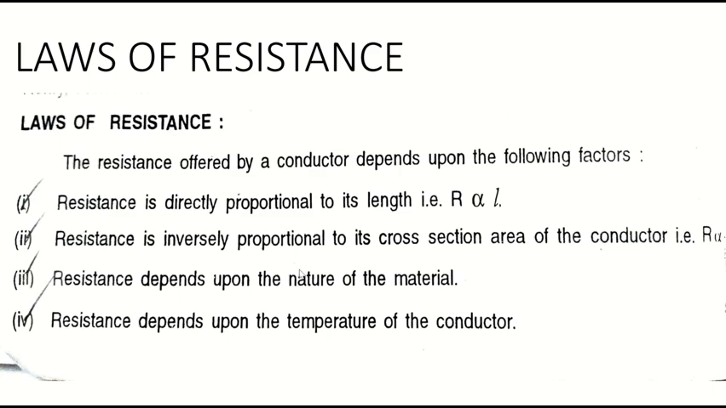And resistance is inversely proportional to the cross-sectional area of the conductor. Okay, and resistance depends upon the nature of the material. I already said that in this world, each and everything has some resistance value. Like my body has some resistance value. The glass tumbler has resistance value. Every material has some resistance value. So each material will differ from the others, and the resistance also depends upon the temperature.